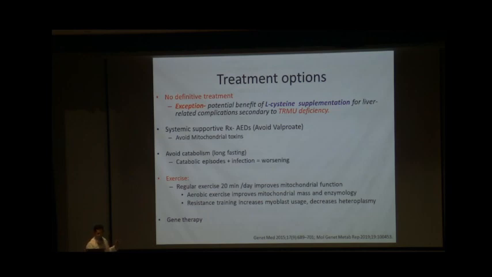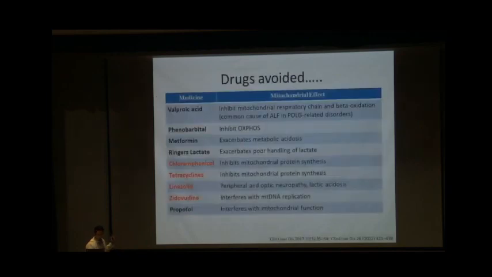Systemic therapy is mostly supportive. You avoid the mitochondrial toxin. If you have seizures, avoid valproate, avoid catabolism. Exercise has been shown that it may improve some of the mitochondrial disorders, and gene therapy as per other disorders also. Drugs, I have already shown this slide.